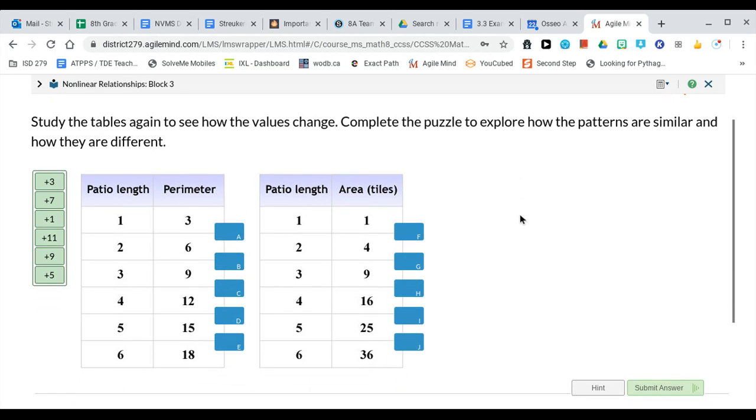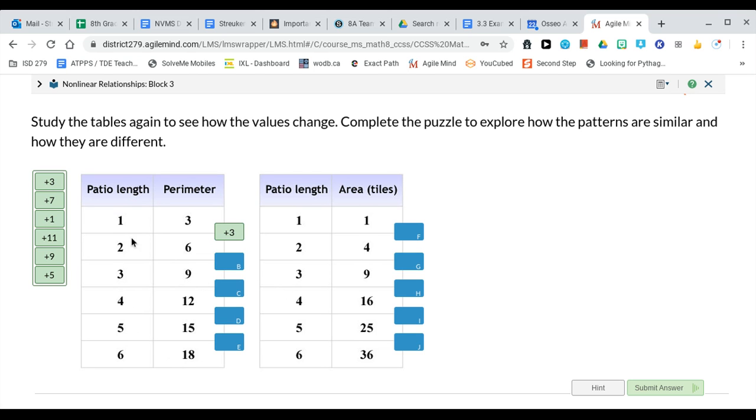So study the tables again to see how the values change. Complete the puzzle to explore how the patterns are similar and how they are different. Okay, so if we look at the perimeter, we have 1, 3, 2, 6, 3, 9, 4, 12, 5, 15, and 6, 18. So we're going to look at how they change here. Well, between 3 and 6, I see that it's adding 3. So I'm going to move the adding 3 there.